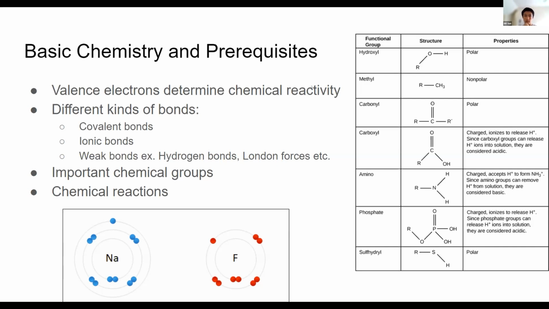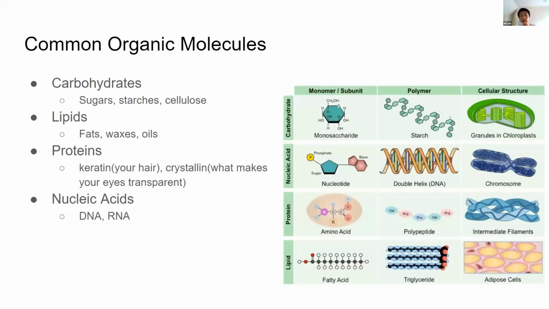Okay, let's move on. So now I'm going to talk a little bit about some common organic molecules that you might find throughout any living organism, whether it be a bacteria or your dog. There are four main classes that you need to know about. There are other kinds of organic molecules, but most fall into these four classes.